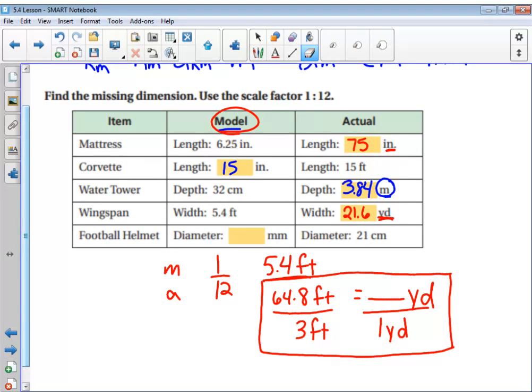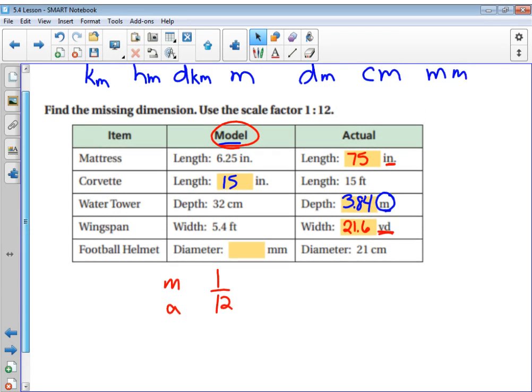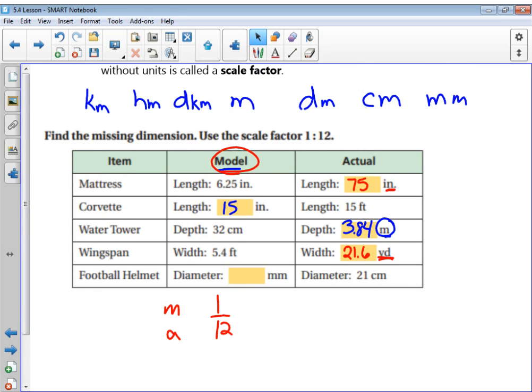Okay, so I want you guys to try the last one. And I'll move this down so that you can see your conversions for the metric system. So it says a football helmet, the diameter is blank millimeters, so that was the model. And the diameter of actual is 21 centimeters. So go ahead, pause your video and work your way through this one, making sure that you give your final answer in millimeters.